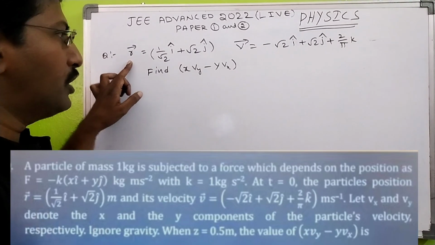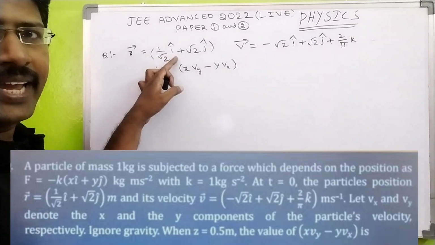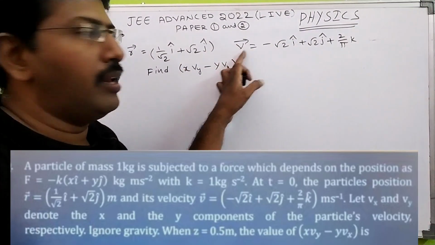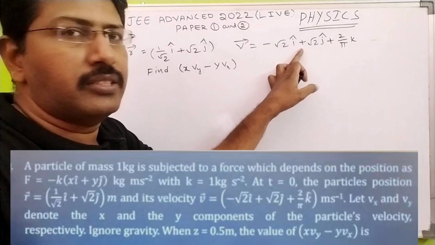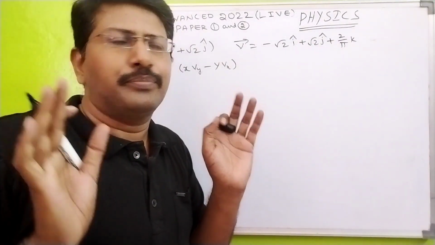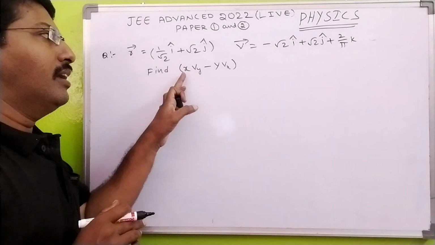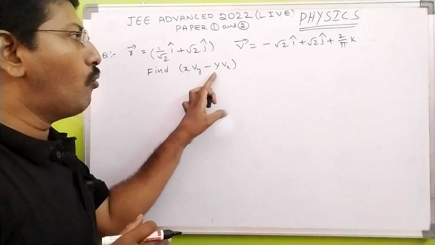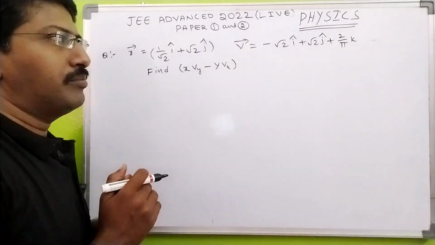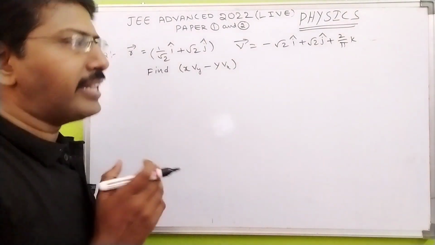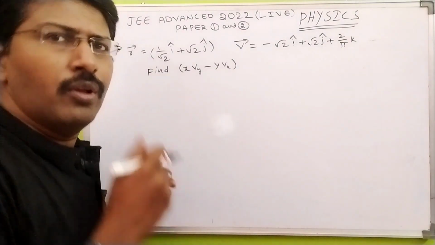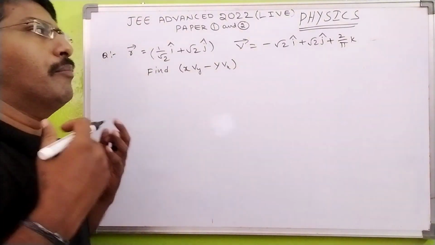See here, the position vector is given as 1 by root 2 i cap plus 2 root 2 j cap, and the velocity vector is given as minus root 2 i cap plus root 2 j cap plus 2 by pi k cap. Next, they are asking to find x vy minus y vx. Now how to solve this type of problem? I will use the matrix method. Your choice is your method, but I will use the matrix method.